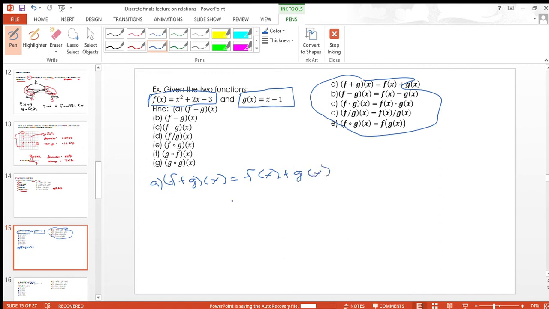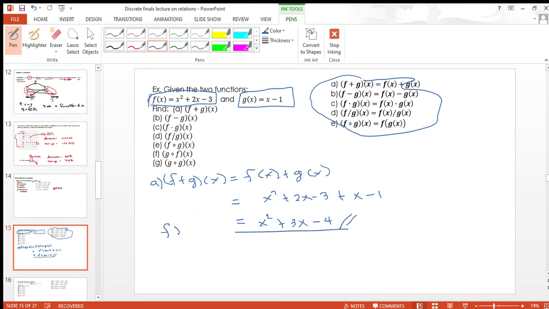So what do we do here? We just substitute. If f of x is x squared plus 2x minus 3, we just add this to g of x, which is x minus 1. And then we just apply our algebra of combining similar terms. X squared, 2x plus x is 3x. And then we have minus 3 minus 1 is minus 4. So this resulting function will now be the value of f plus g of x. Okay, that's the value of f plus g of x.